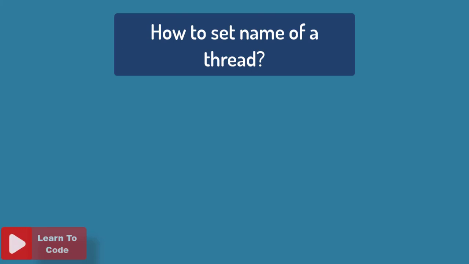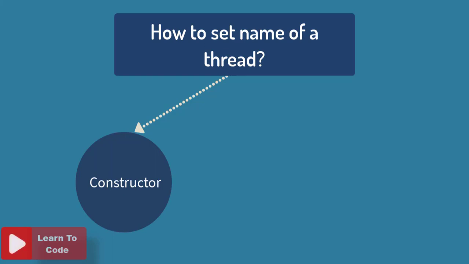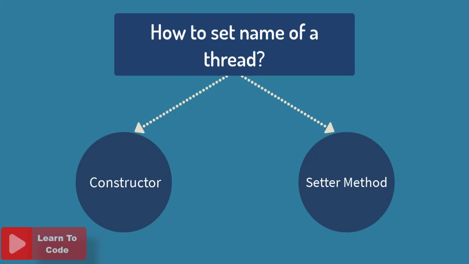Actually no, we don't need to, as the Java Thread class already provides two ways to set the name of threads. The first one is by using the constructor, we can set the name of a thread, and the second way is to use the setter method where we can set the name of a thread. So let's discuss these two methods in action.